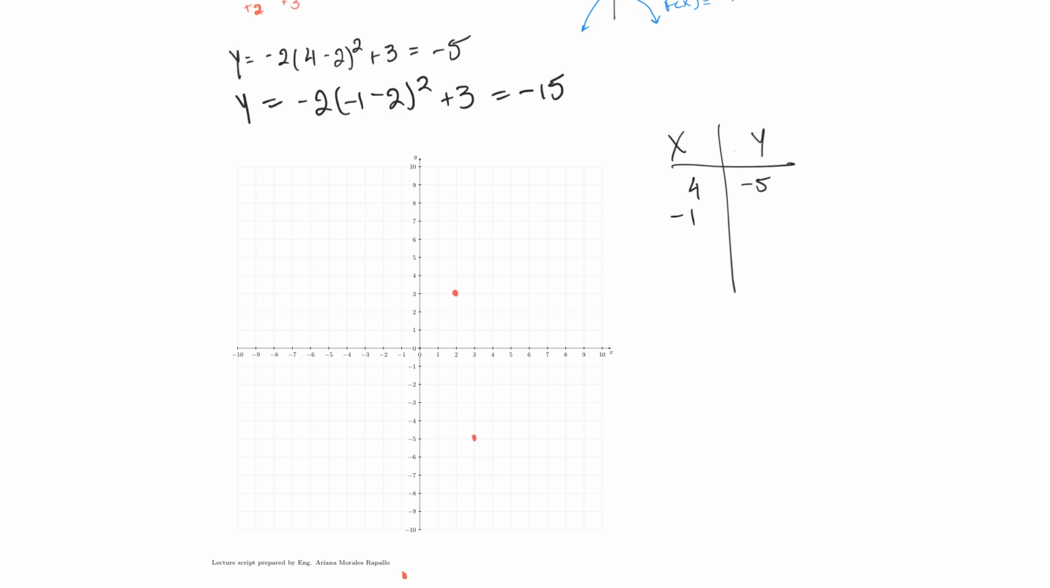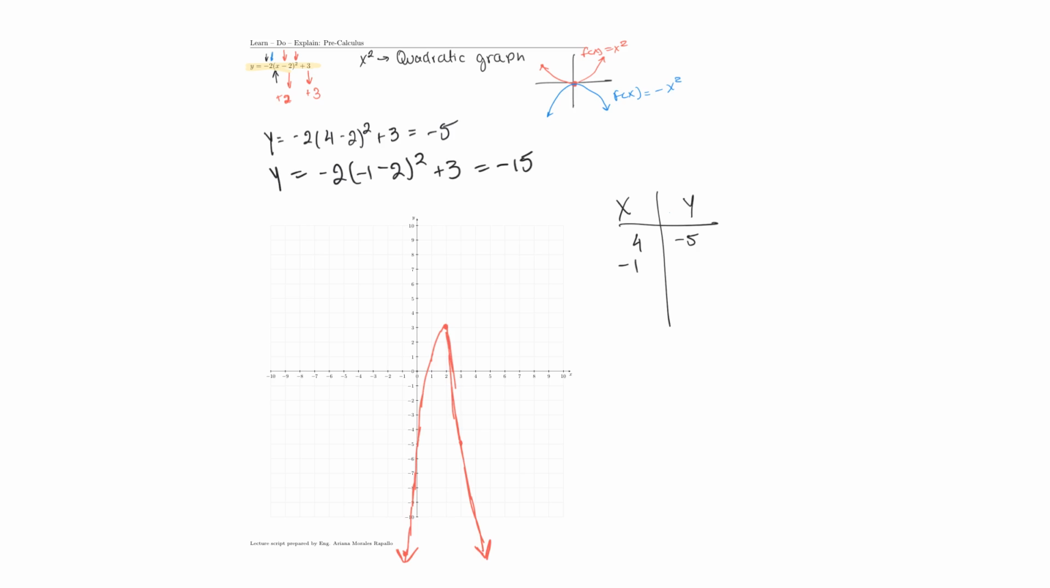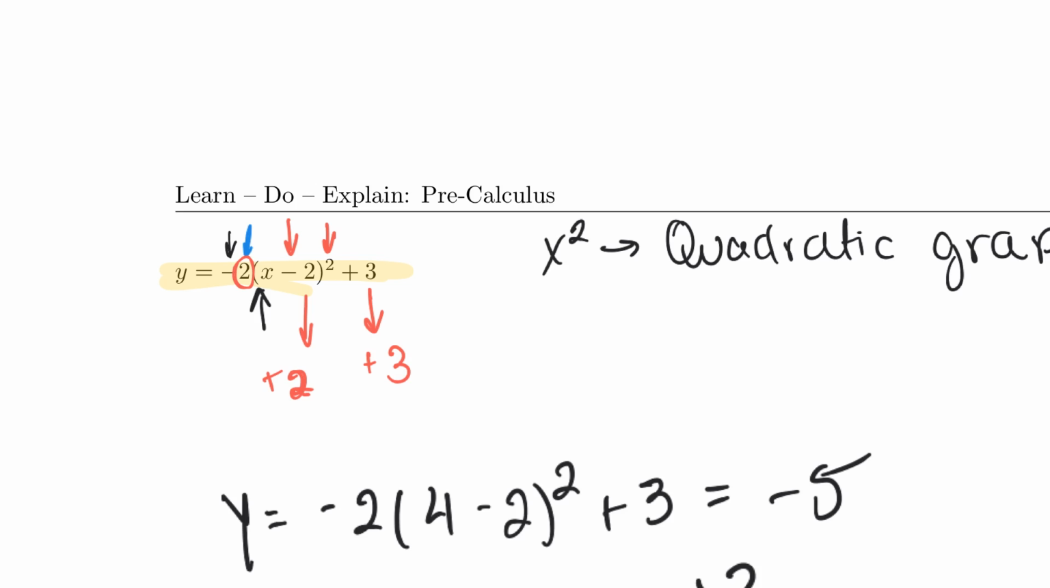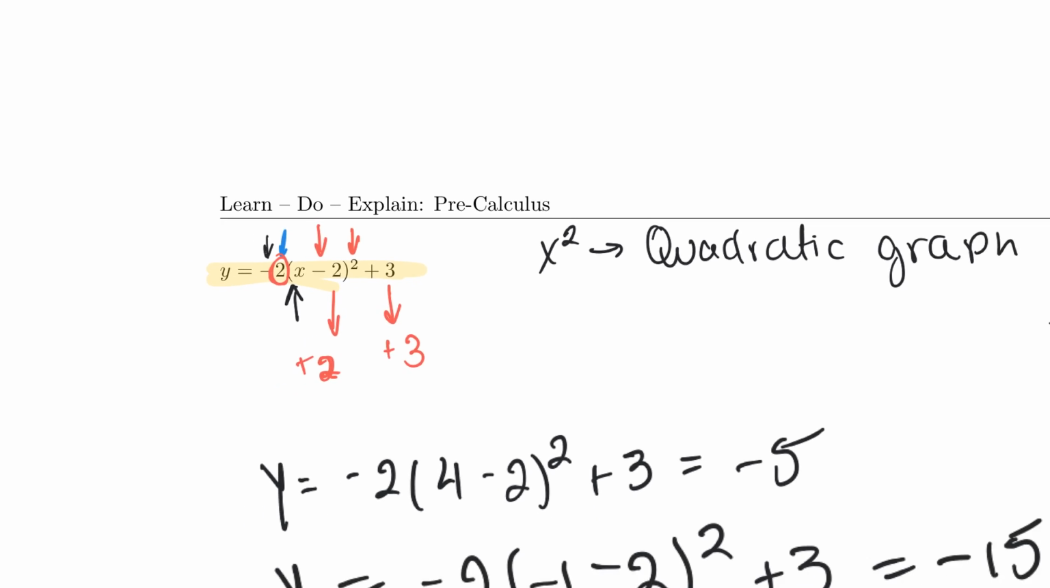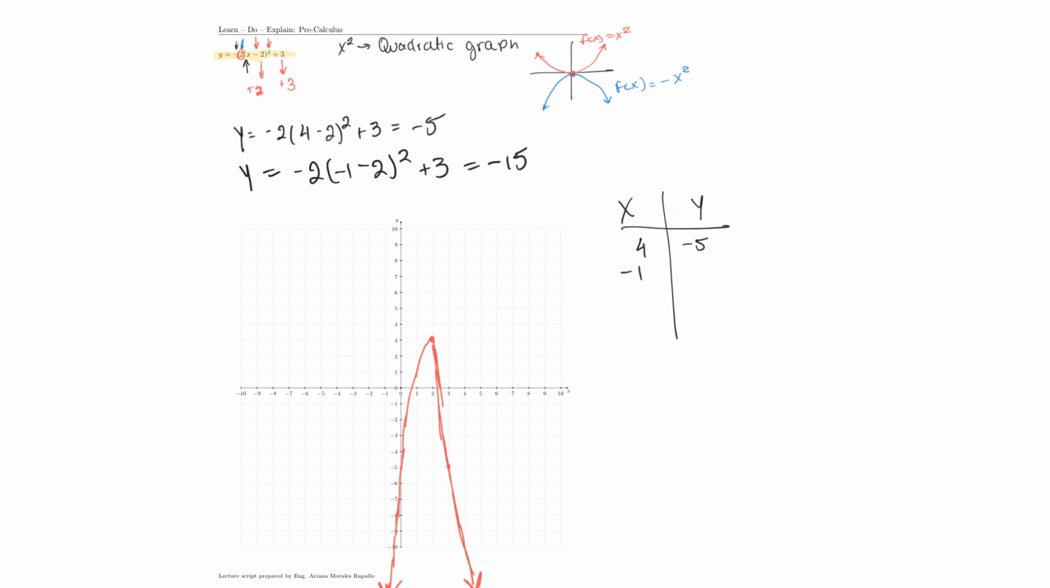And now we can graph, or we can draw our graph. We know it's a parabola, we know it opens downward, and we have 3 points. So it will look something like this. And this will be a rough sketch of how our parabola will look. Remember that we have a vertical stretch because the number multiplying outside the parenthesis is greater than 1. That means a vertical stretch. That's why this graph looks a little bit thinner.